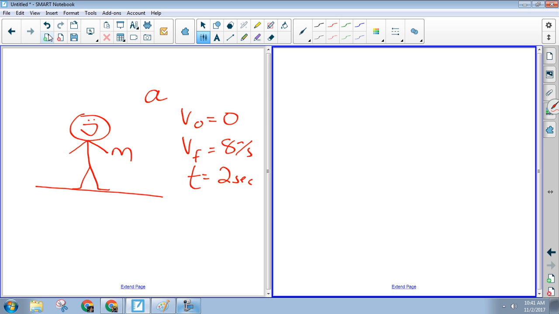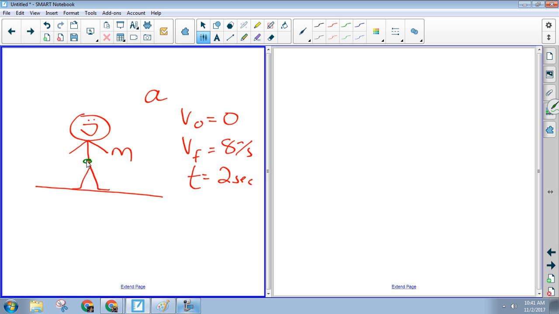Okay. So what forces are on him? Gravity. And the normal force. I think that's it, isn't it? The normal force is the floor lifting him up, right? That's why you feel heavier when the elevator first starts moving up, right? Because there's extra pressure on your feet to lift you, right?